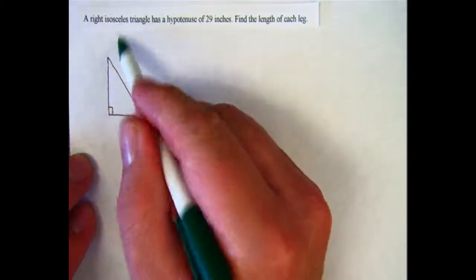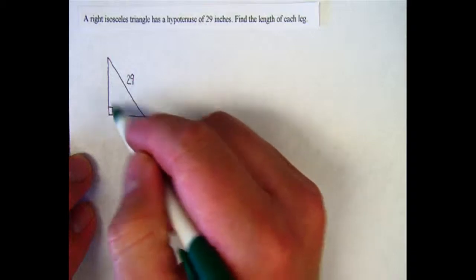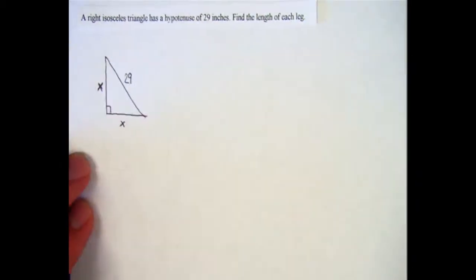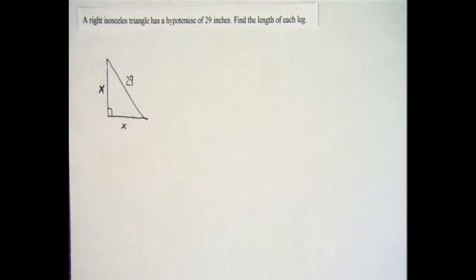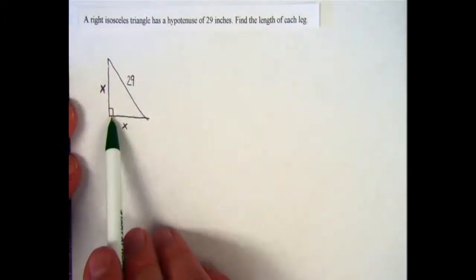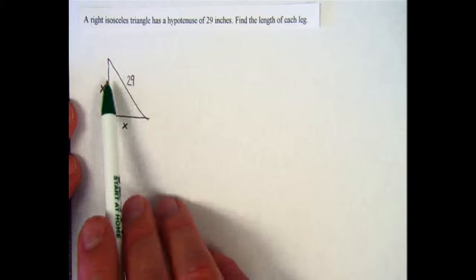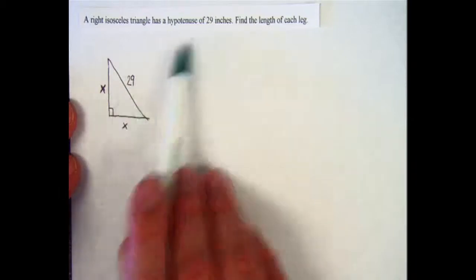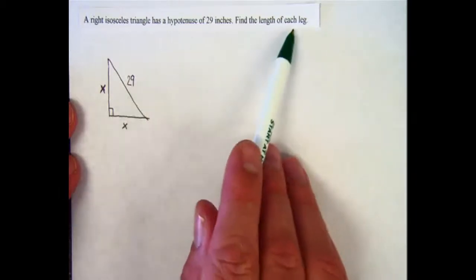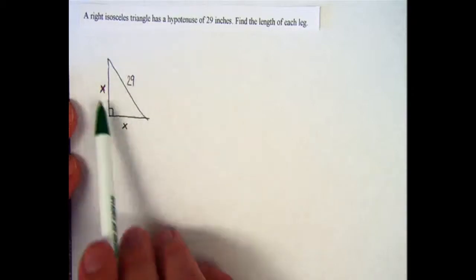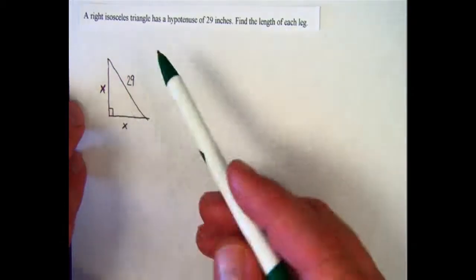Well, we know it's an isosceles triangle, so the legs, the shorter sides, are equal. So each one of those is going to be x. We don't know, but they're the same, so I can call them the same variable. So again, where this comes from, right triangle tells us it's got a right angle in it. The hypotenuse is the side directly across from that, the longest side in the triangle, and that's 29 inches. And we want to find the length of each leg, and since it's an isosceles triangle, each of the legs, which are the other two sides, are equal.